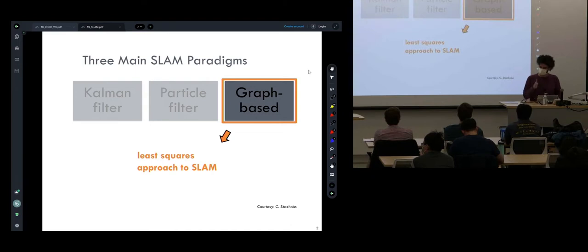So today, the main paradigm for SLAM is graph SLAM, right? The other two are history, and we're going to focus on graph SLAM. Tomorrow, we don't know. Maybe there will be other methods.